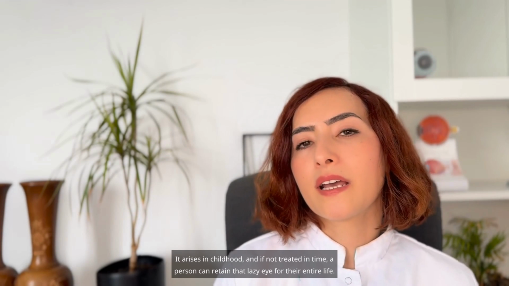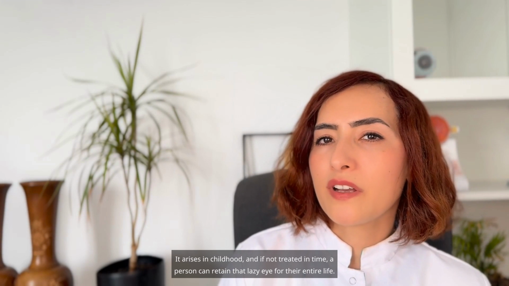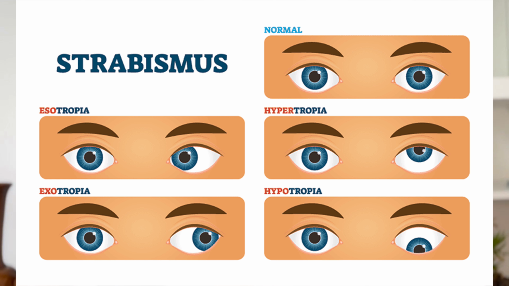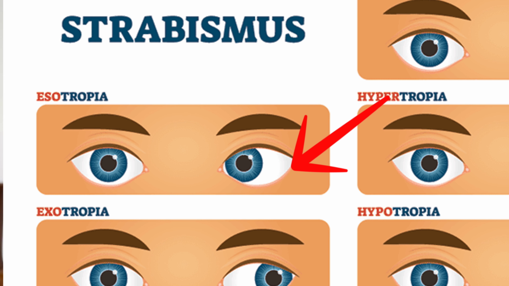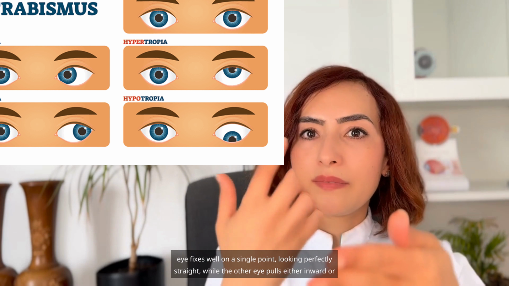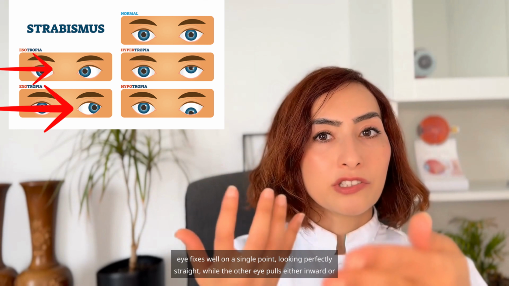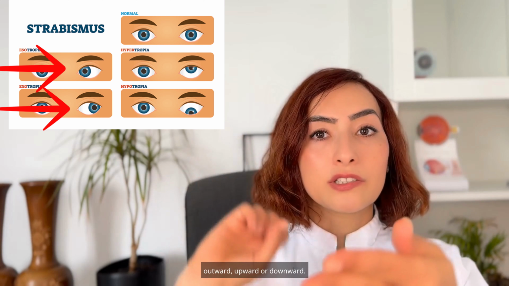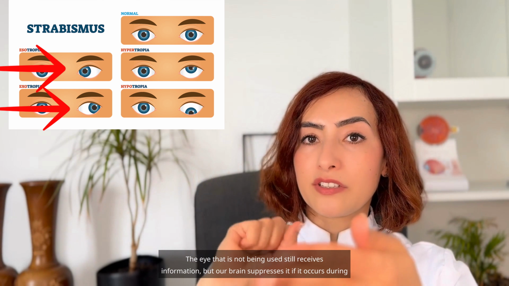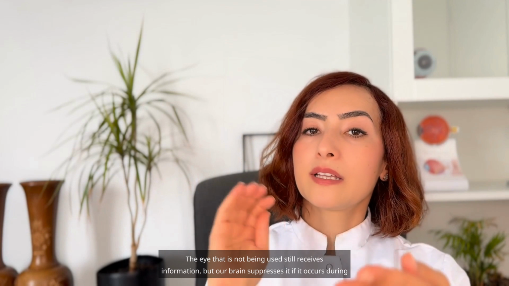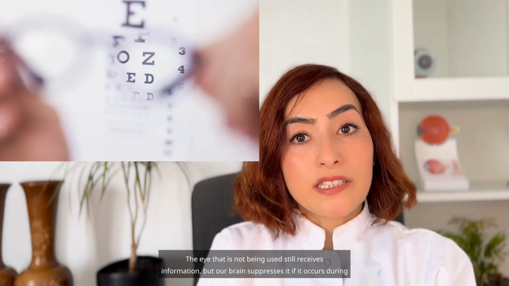It arises in childhood, and if not treated in time, a person can retain that lazy eye for their entire life. A lazy eye can have various causes, and one of the main causes is a strabismic eye, where, for example, one eye fixes well on a single point, looking perfectly straight, while the other eye pulls either inward or outward, upward or downward. The eye that is not being used still receives information, but our brain suppresses it if it occurs during childhood. And because the information is suppressed and not used by the brain, that eye falls behind in development.